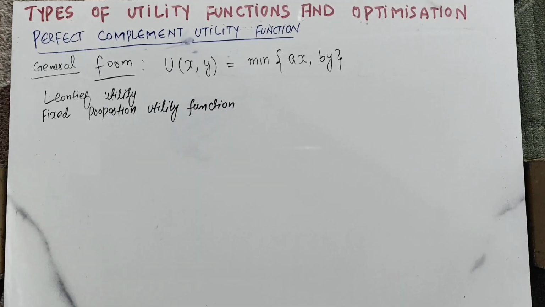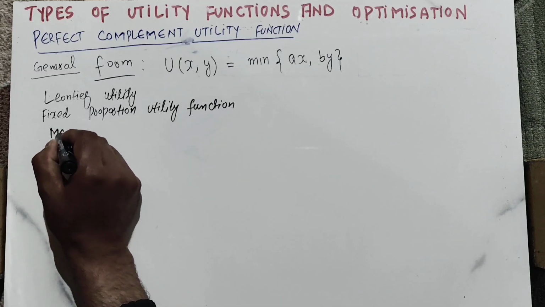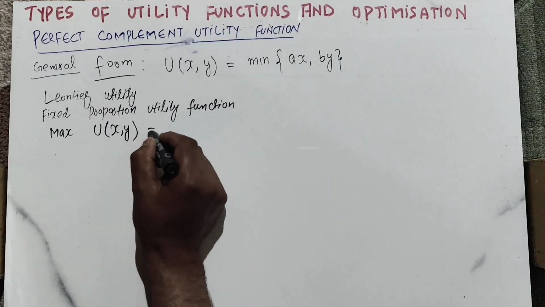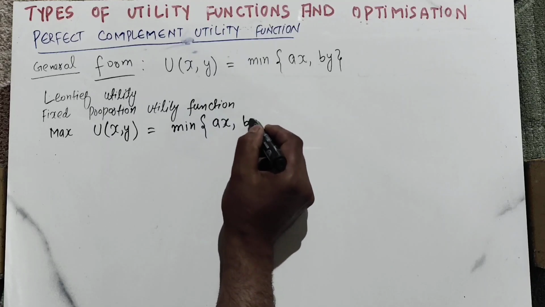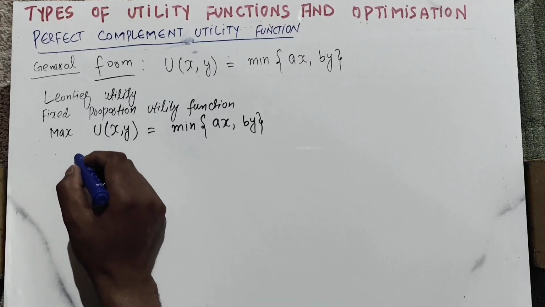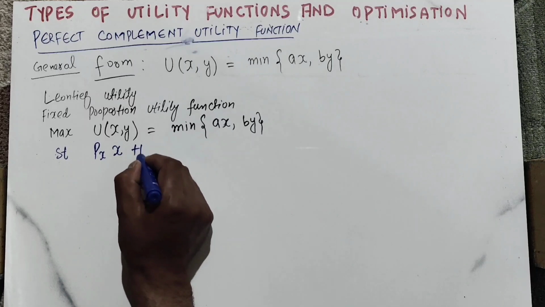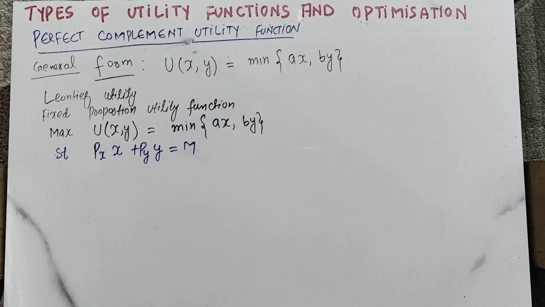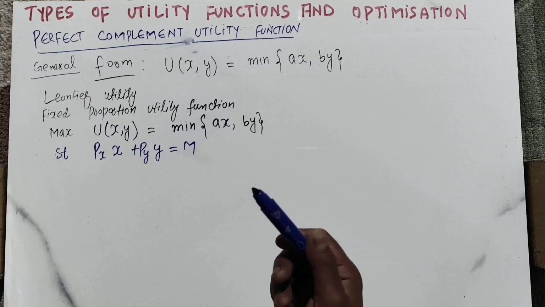So our endeavor is to find out the consumer optimization. That means we want to maximize the utility of the consumer, which is equal to the minimum of a times x comma b times y. And this consumer will be facing some budget constraint. Let us draw here, subject to the constraint, that is price of x times units of x plus price of good y times units of good y should be equal to the income of the consumer. Okay, so we want to maximize the utility subject to this budget constraint.